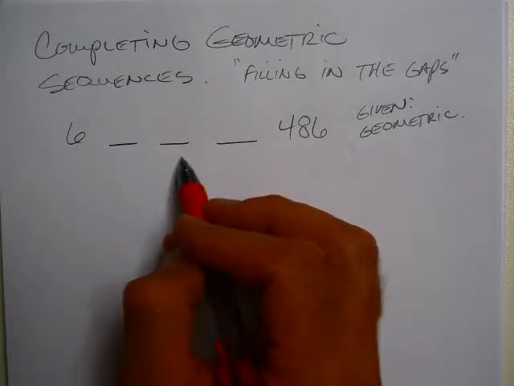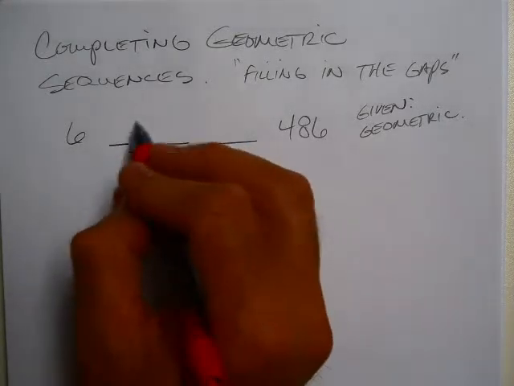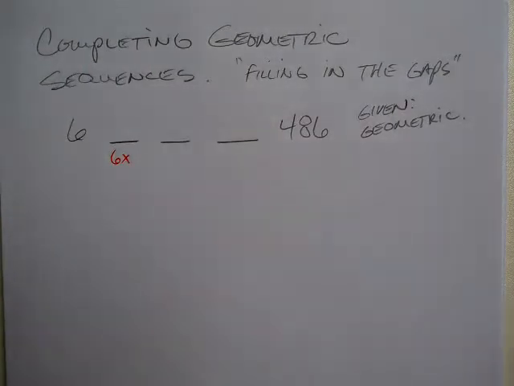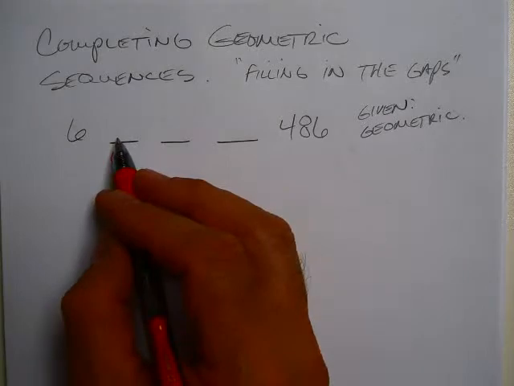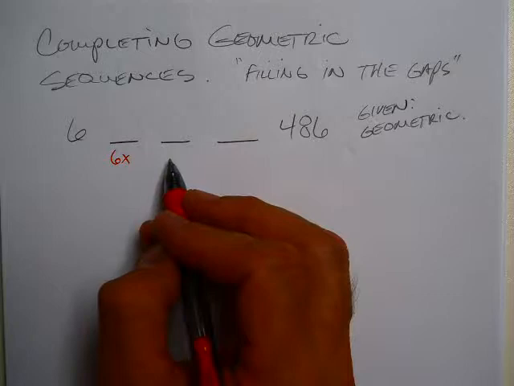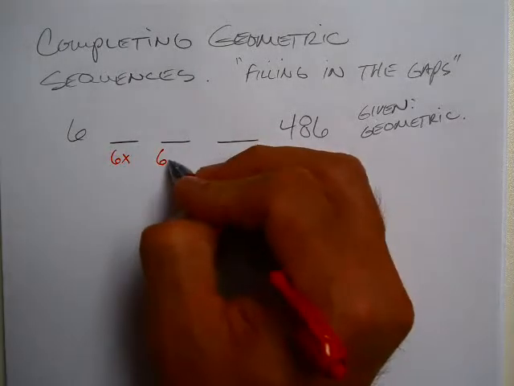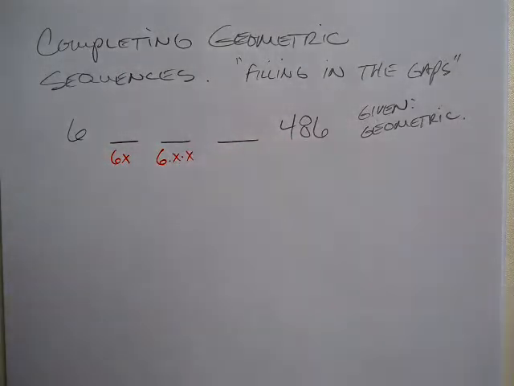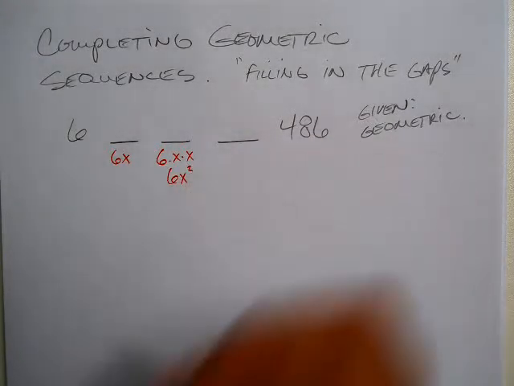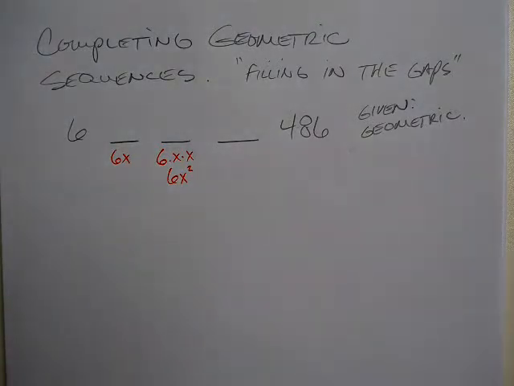So underneath, I'm going to write a number. To get to this spot, I know that I have to multiply 6 times some number. I don't know what the number is yet, but I know that I have to multiply 6 times that number to get there. Now, how do I get over to the next spot? I've got to multiply that same number again. So that's going to be 6 times x times x, or better yet, 6x squared.